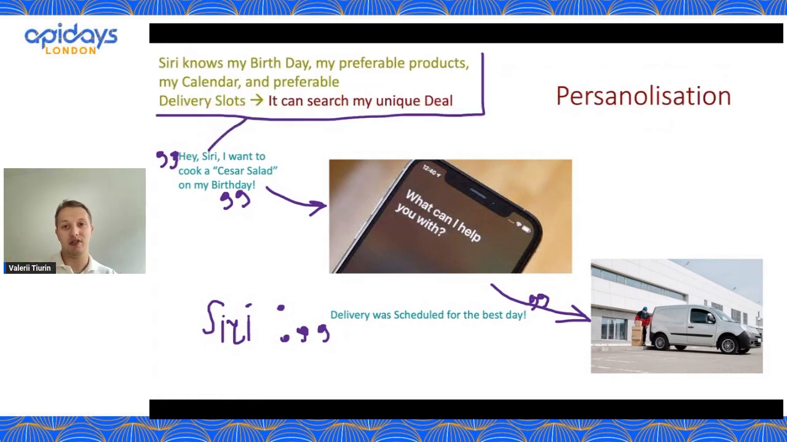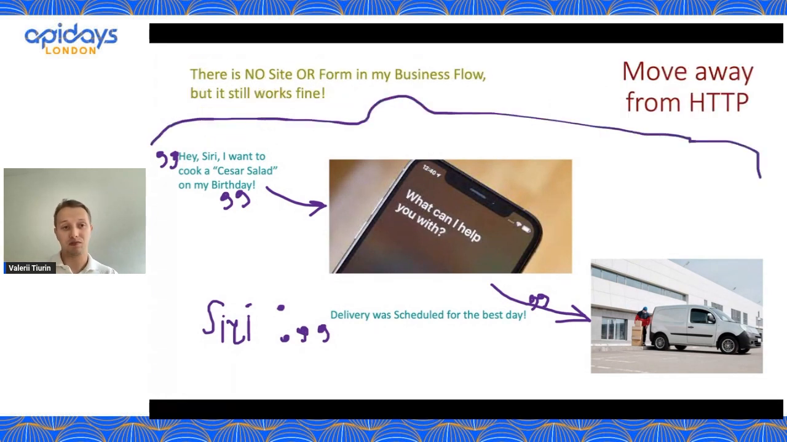The next thing is personalization. Siri knows my birthday, my preferred products, my calendar, and preferred delivery slots. So it can search for my unique deal, and the business can provide it for me from a PaaS.